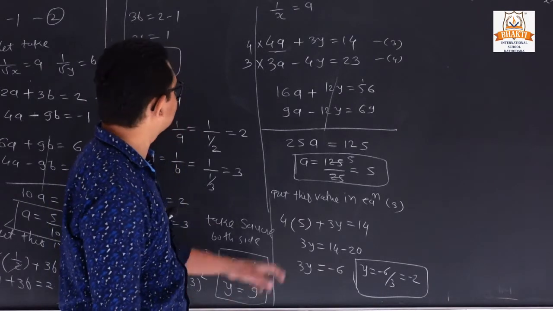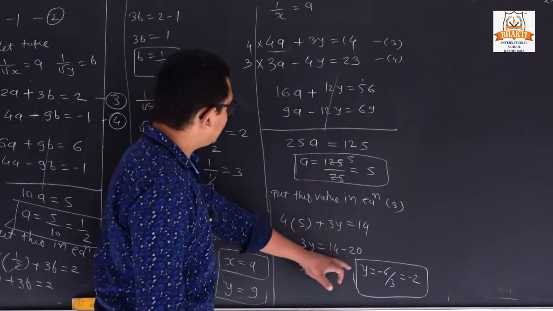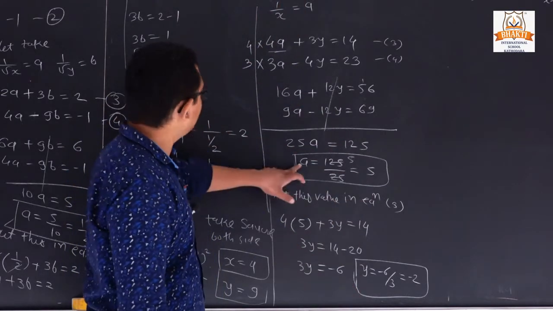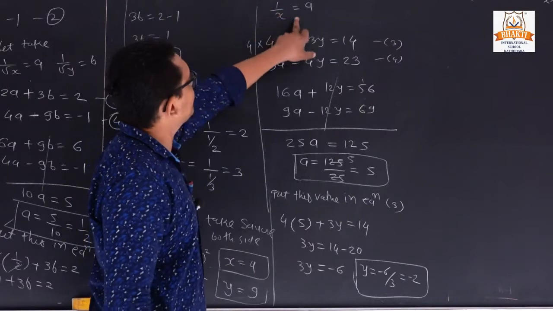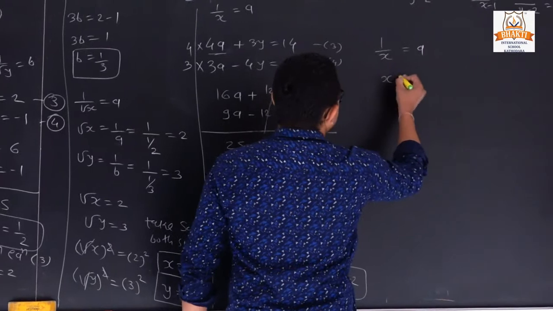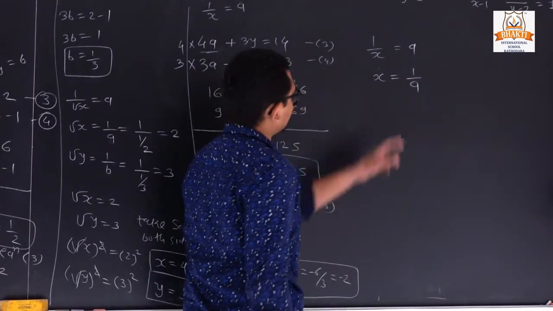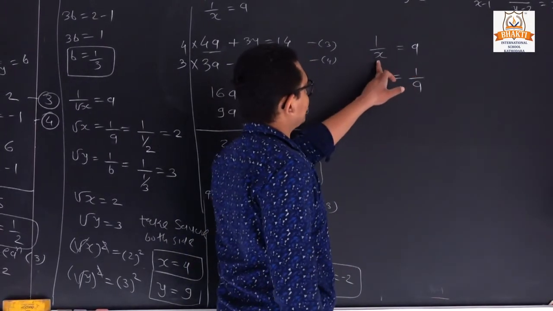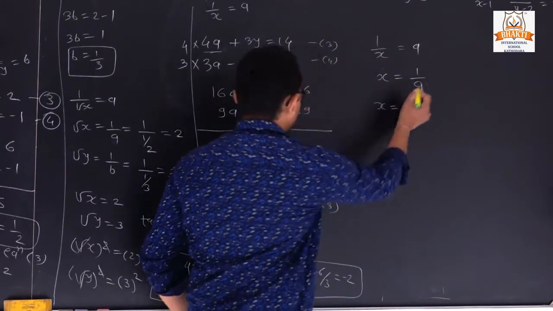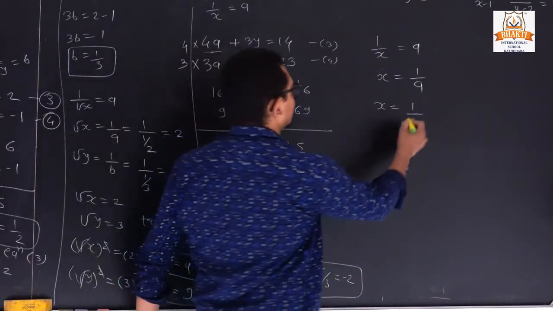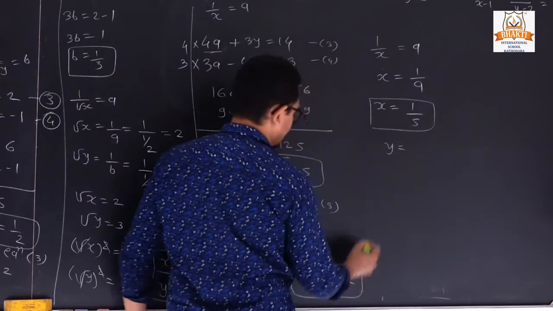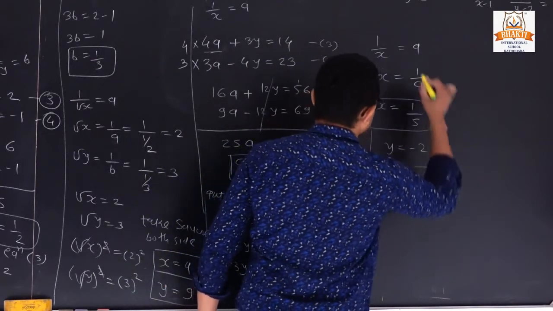Now next, here I am directly finding the value of y, but for the value of x we can assume that 1 upon x is equal to a. 1 upon x is equal to a. So what is x? 1 upon a, because cross multiply, this a is going here and x is going to the second side. So x is equal to 1 upon, what is the value of a? It is 5. So what is our solution? X is equal to 1 by 5 and y is equal to minus 2.